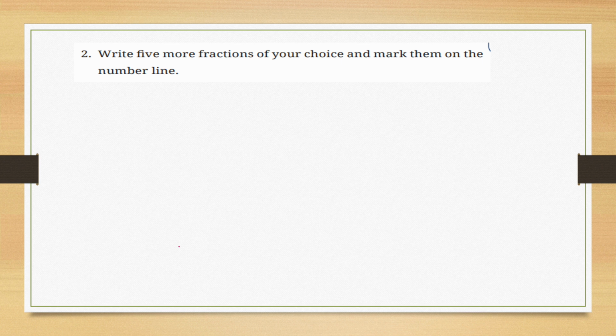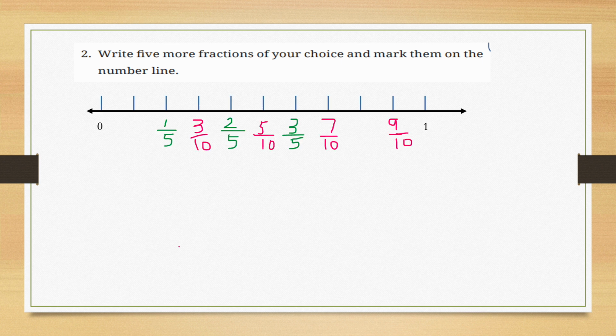Write 5 more fractions of your choice and mark them on the number line. You can mark like this. If you divide 1 unit into 10 equal parts, then each part is 1 by 10. So, this is 1 by 10, 2 by 10, 3 by 10, then 4 by 10, 5 by 10, then 6 by 10, 7 by 10, 8 by 10, 9 by 10. This is 10 by 10, that is 1.